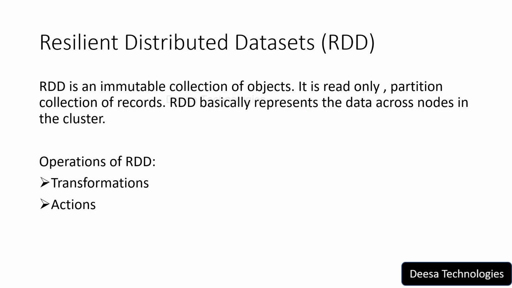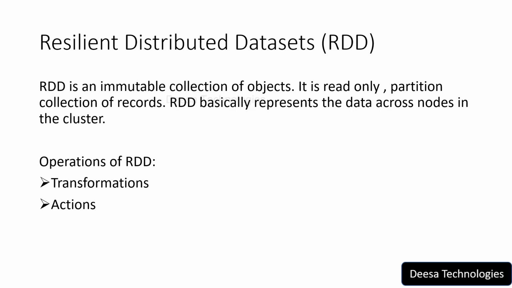So what is an RDD? A resilient distributed dataset. An RDD is an immutable collection of objects. It is a read-only partitioned collection of records. So basically an RDD represents the data across nodes in a cluster. You create an RDD that will refer to a dataset, just like we read data from a file and give it a file handler in Scala. Similarly, when you read data, you can read that into an RDD. So the RDD will refer to the data.